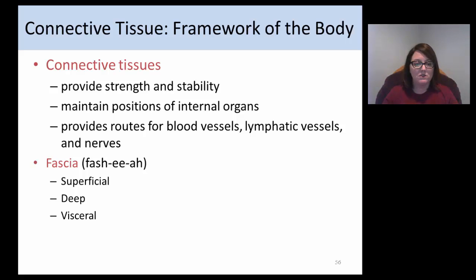I also wanted to mention the term fascia. Fascia is a term that comes up quite often, especially for people that are going into surgical nursing and things like that. And again, fascia is just kind of a general term referring to the connective tissues of the body. And we have different types of fascia. Superficial fascia would actually be that adipose tissue and other connective tissues that make up the hypodermis. Deep fascia would be deeper to that.